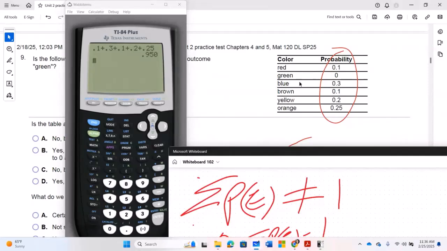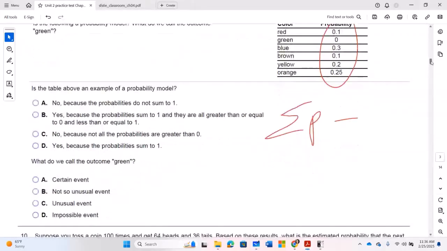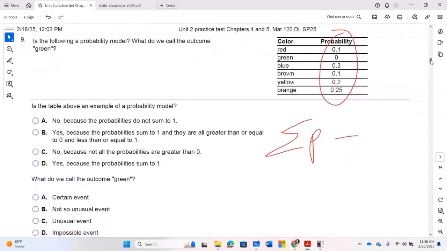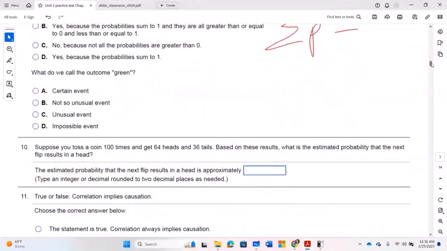Okay, the next question is, what do we call the probability of green? When the probability of green is 0, it will never happen. When the probability is 0, it is not going to happen. And I know you can answer any other question like that.